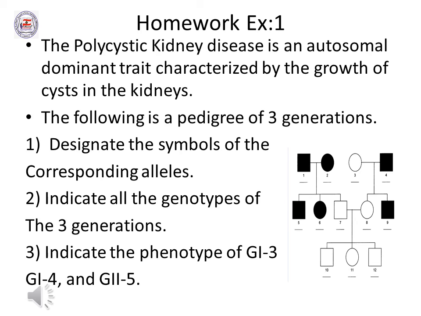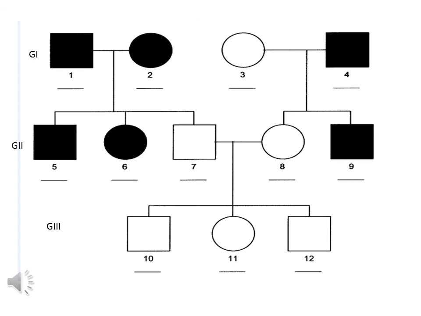This is the homework. Exercise number 1. The polycystic kidney disease is an autosomal dominant trait characterized by the growth of cysts in the kidneys. The following is a pedigree of 3 generations. Designate the symbols of the corresponding alleles. The first question. Number 2. Indicate all the genotypes of the 3 generations. And 3. Indicate the phenotype of generation number 1, individual 3 and 4, generation number 2, individual 5. This is a bigger picture of the pedigree. Please make sure to draw it on your copybook and solve the following.